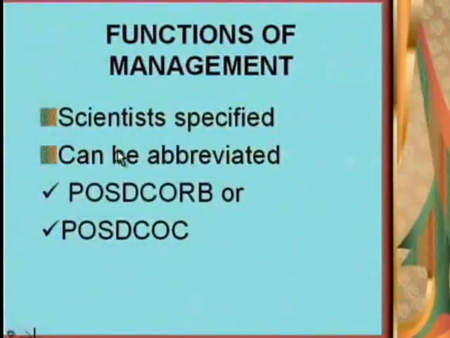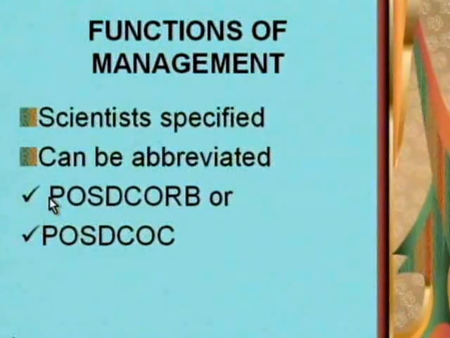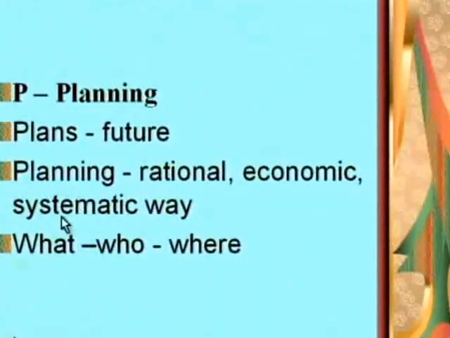Next comes the functions of management. In functions of management, scientists specified some functions in various ways, and they can be abbreviated as Project COB or Project COOC. With that we can define all the functions. See, P is taken from Project COB as planning. P, planning. So it plans for the future.